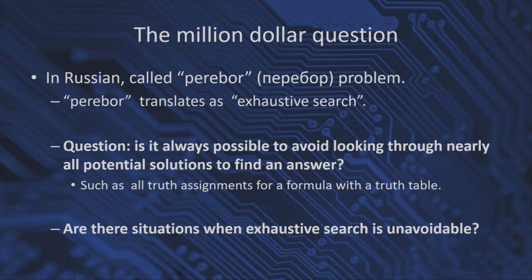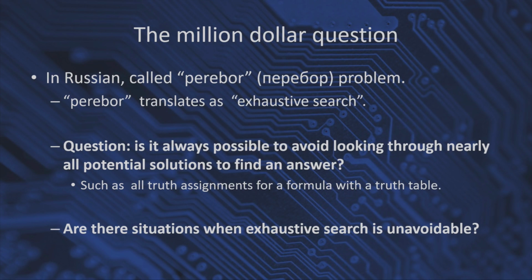So here is what the question is. This question was formulated at the same time in Canada and in Russia, and they have slightly different names, with the Russian name being a little bit more descriptive because they have one word that translates as several words in English. They have a word, perebor, which means exhaustive search. And they call this $1 million question the problem of exhaustive search.